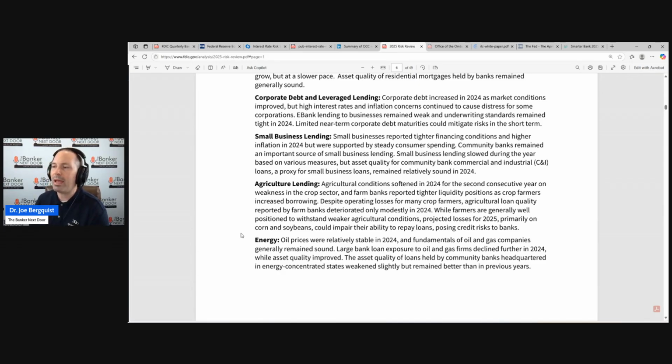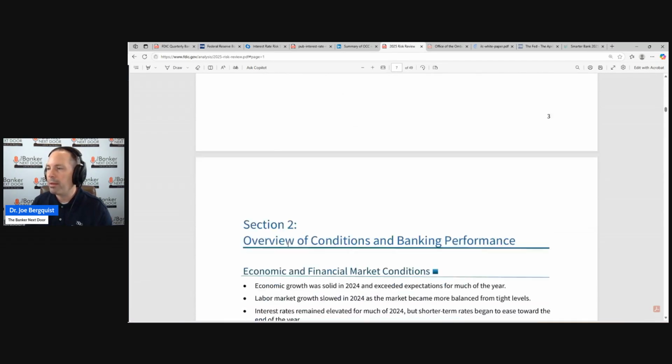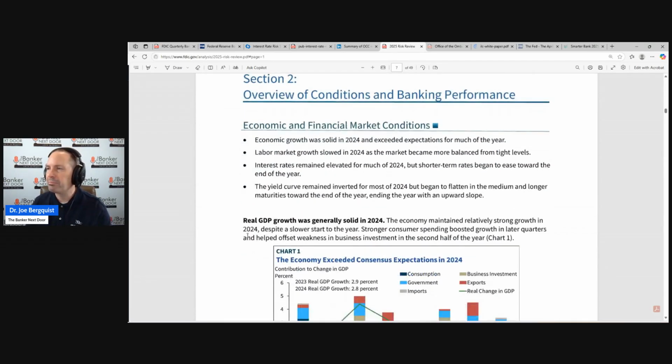And then finally, we have energy. Oil prices were relatively stable in 24, and fundamentals of oil and gas companies generally remain sound. Large bank loan exposure to oil and gas firms declined further in 24, while asset quality improved. The asset quality of loans held by community banks headquartered in energy-concentrated states weakened slightly, but remained better than in previous years. So there you have it.